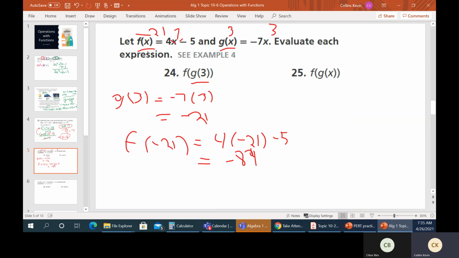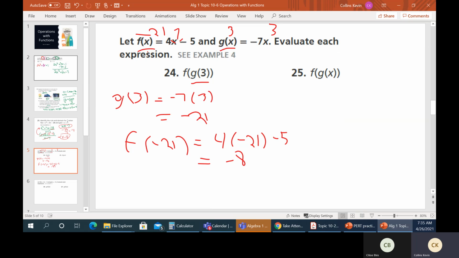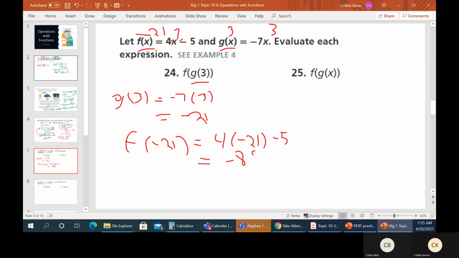It's a very sad 9. Even worse than normal. Not much better, but okay. So that's what they mean by a composite function.